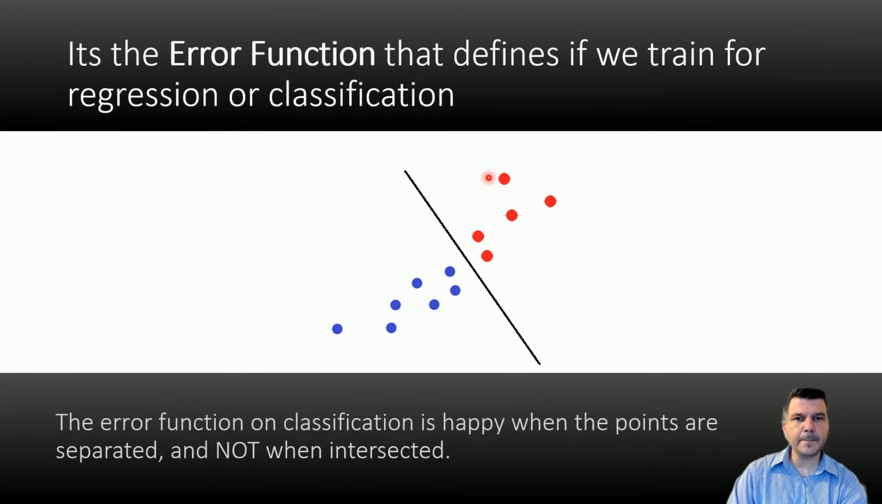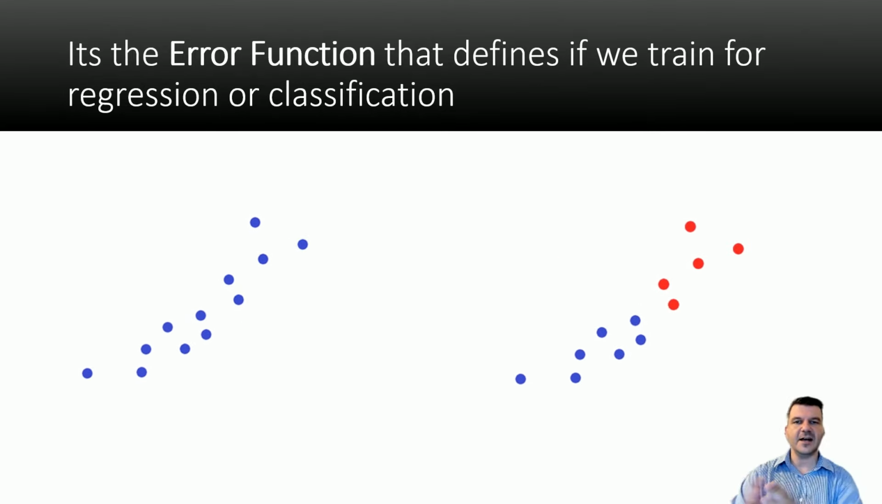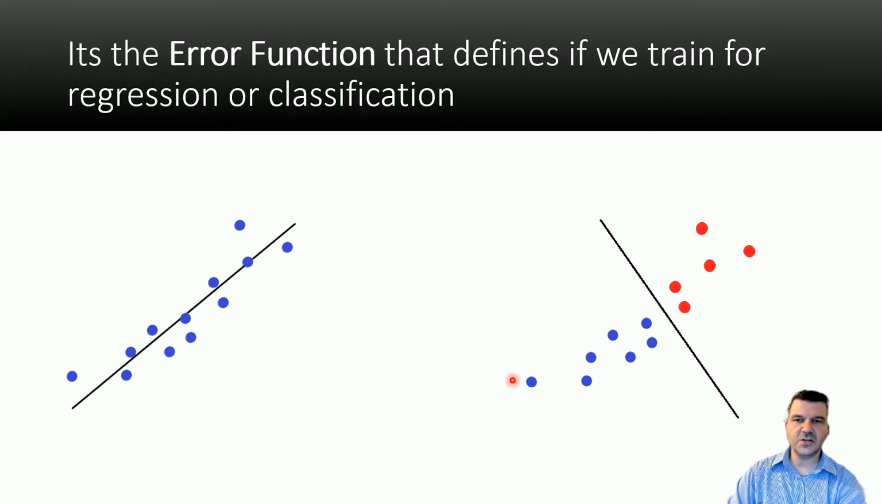Now, let's make this all blue again. Let's transform this back to a regression problem. So now, as you see here, for regression, this is again totally wrong. So what happens? The same data, let's put it on a classification and a regression example. As you can see, the same set of data should produce two entirely different lines depending on what we do. So it is actually, yes, the error function that defines if we train for regression or classification, and thus we cannot use the same function for different types of problems.